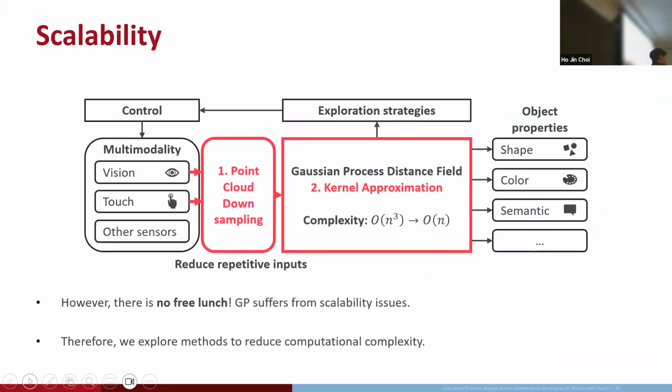But there's always no free lunch. The biggest problem with the Gaussian process is that it suffers from scalability issues a lot. So we propose two methods to overcome this. One is point cloud downsampling, which reduces the number of inputs. The other is a kernel approximation of the Gaussian process, which brings down the cubic complexity of the Gaussian process into linear complexity.